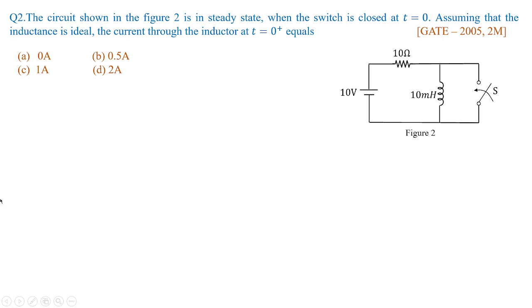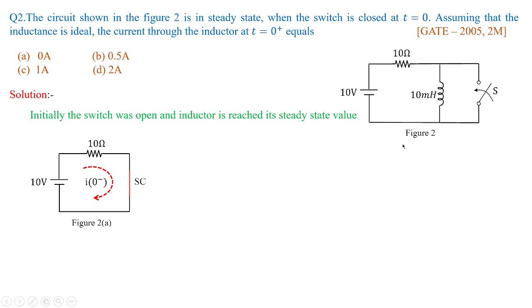So in this figure 2, as I told you, you have to go with the basics. Initially the switch was open and the inductor has reached its steady state value. Because the switch was open, the current would have flown through the resistor and inductor, and when it reaches its steady state condition, the inductor becomes a short. In fact, figure 2 changes to figure 2a like this.